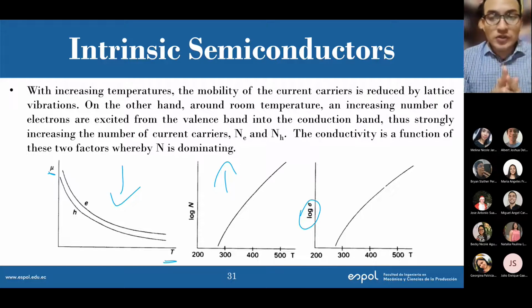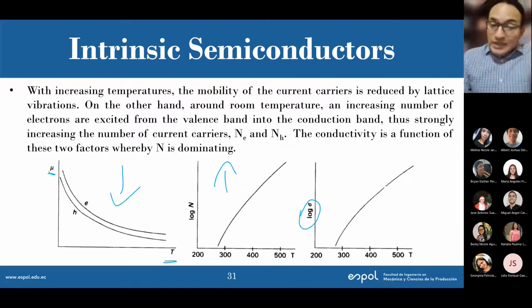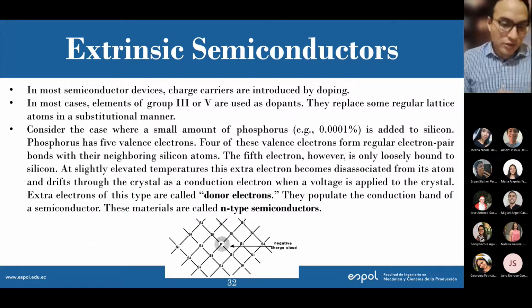That's enough for intrinsic semiconductors. Time to jump into extrinsic semiconductors, okay? In general, it's very rare to have intrinsic semiconductors, so pure semiconductors. Actually, we do things to semiconductors, and that thing that we usually do is called doping. So we basically introduce other atoms that can help me to carry more charge or to carry more current.